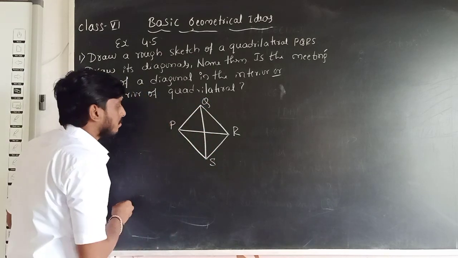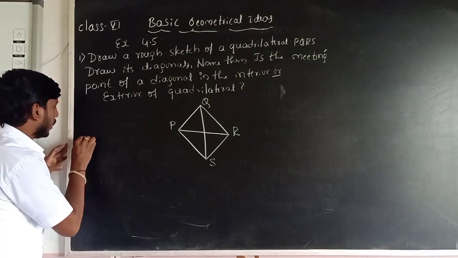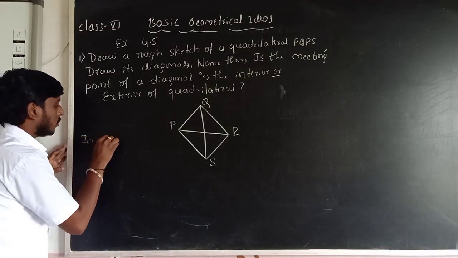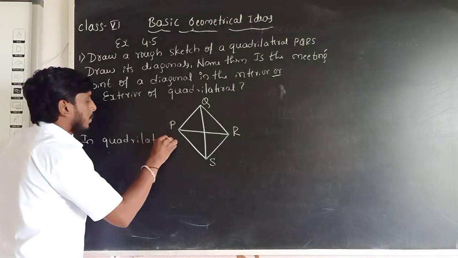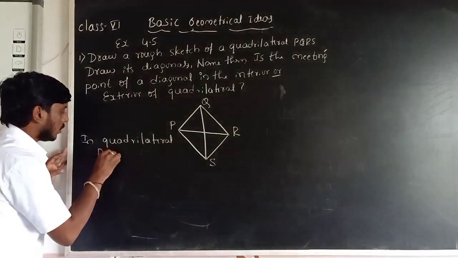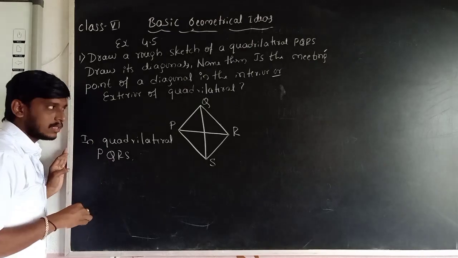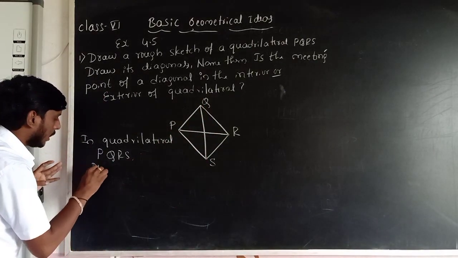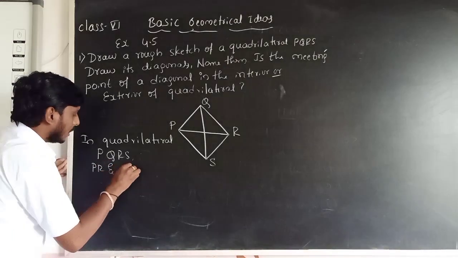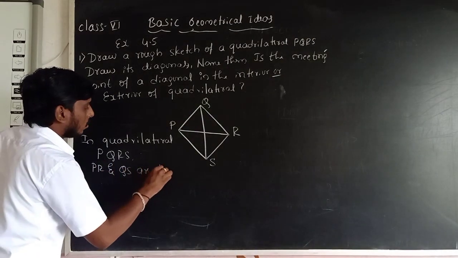Okay, now name them. Here is the inner quadrilateral PQRS. PR and QS are the diagonals. PR and QS are the diagonals.